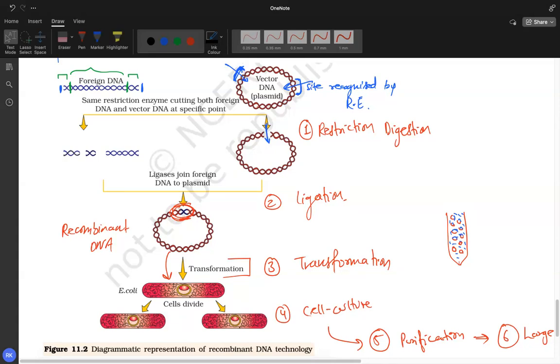Then again, after ligation is done, I will take EcoRI, again treat my plasmid and my gene with that, and ligate again. So it has to be sequential, because if you cut two fragments simultaneously, those two fragments will be lost in the ocean of molecules. They will never come back together and get clicked.